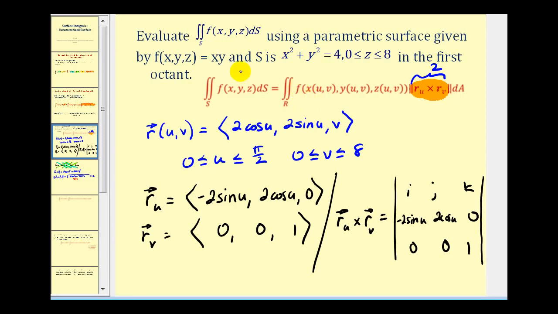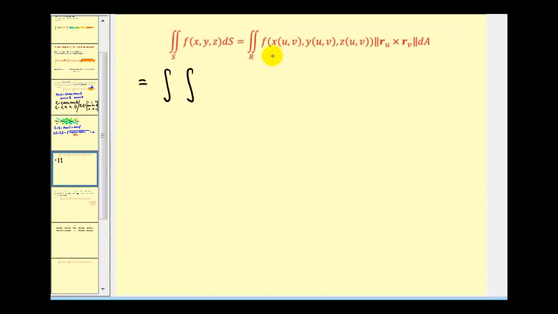And now we're going to rewrite our function x times y as a function of u and v, where x is equal to 2 cosine u and y is equal to 2 sine u. So we'll have 2 cosine u, 2 sine u times 2 differential A. So again, x was equal to 2 cosine u, y was equal to 2 sine u, then we had the magnitude was equal to 2. And then for differential A, let's go ahead and write this as dv du. Remember, v was on the closed interval from 0 to 8, and u was on the closed interval from 0 to pi over 2 because we're in the first octant.